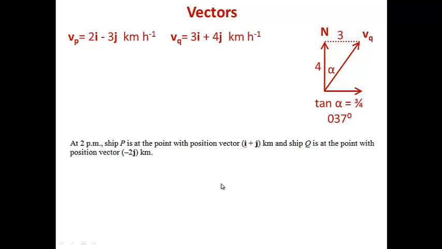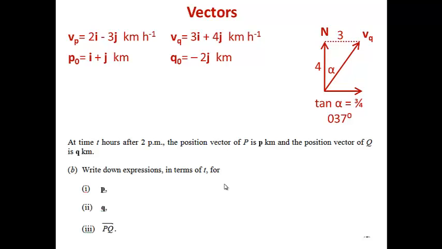For the next step, at 2 p.m., ship P is at the point with position vector i plus j kilometres, and ship Q is at the point with position vector minus 2j kilometres. Let's write that as P0 equals i plus j, Q0 equals minus 2j. At time t hours after 2 p.m., P and Q will have new position vectors. We have to write down expressions in terms of t for these vectors.